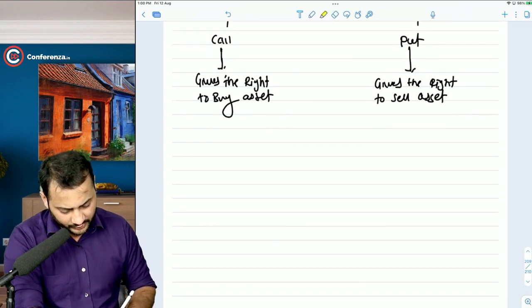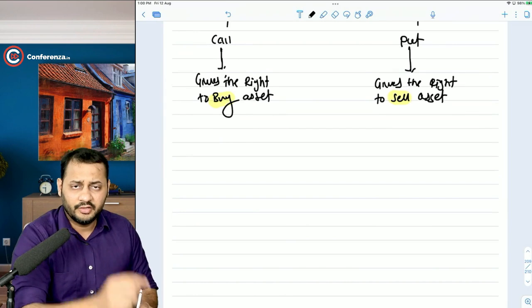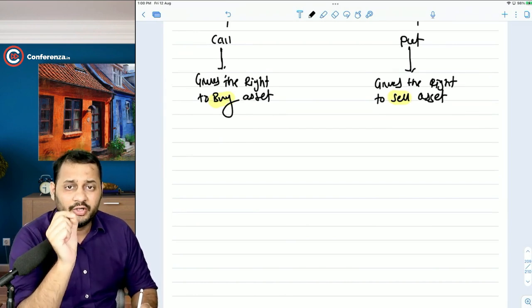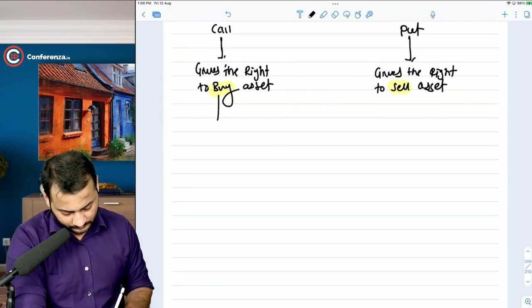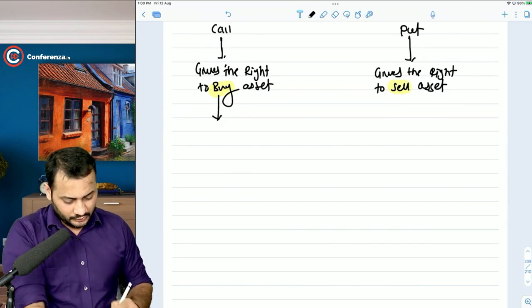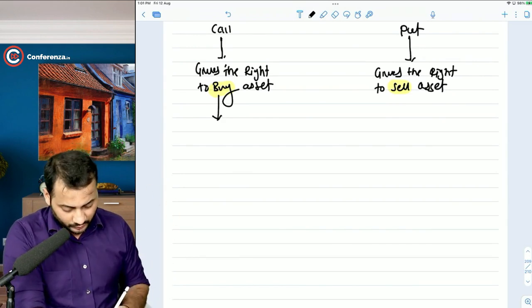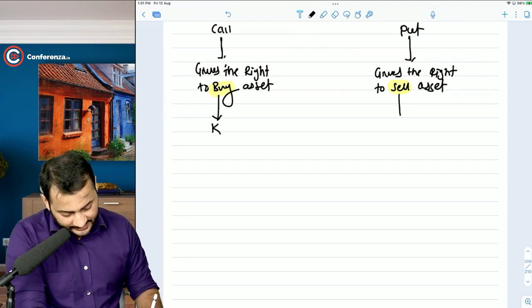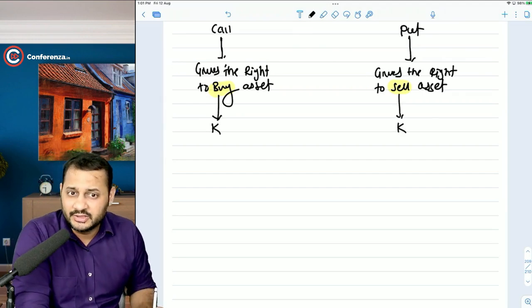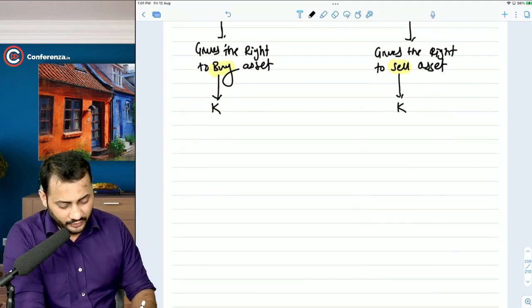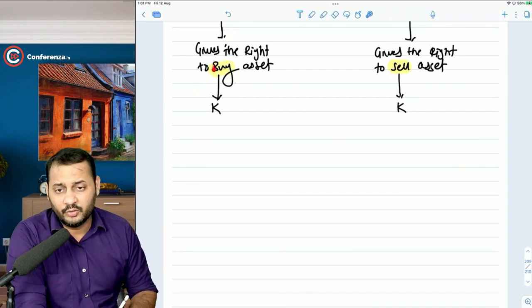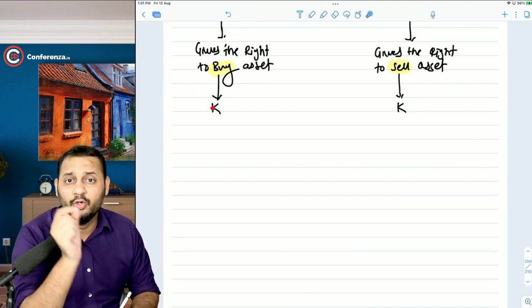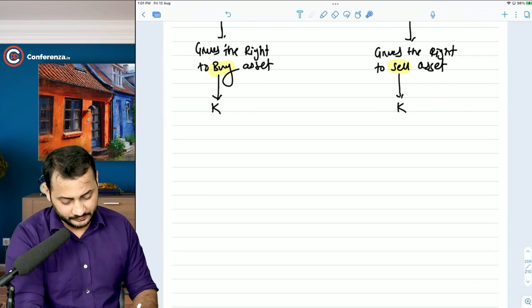And let me tell you one thing, if you want to buy something, you would want to buy it at a lower price, obviously. So the buying price in the call option is the strike price. The selling price in the put option is the strike price. Are you okay with this? Now you understand one thing. Anyone would want to buy at a lower price. So in the call option, you would prefer that K should be lower because you want to buy it at a lower price.